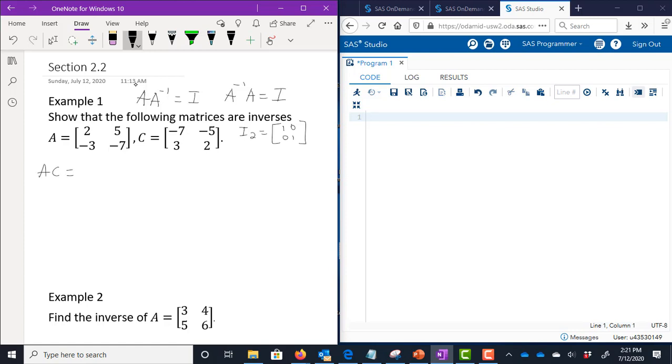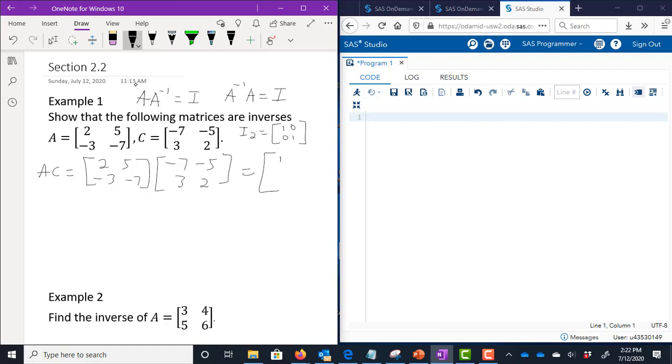A times C, this would take A of 2, 5, negative 3, negative 7, times C of negative 7, negative 5, 3, 2. Okay. So if we start multiplying, 2 times negative 7 is negative 14. 5 times 3 is 15. Negative 14 plus 15 would be a 1.